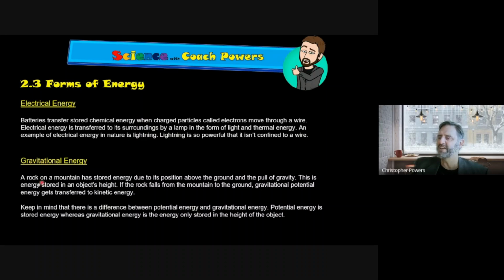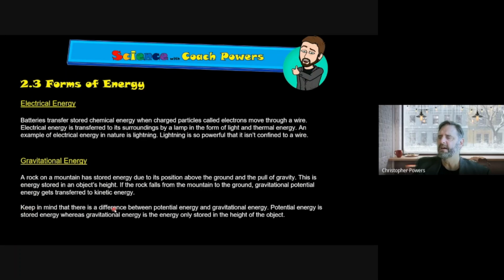Also, gravitational energy. Guess what? We're feeling energy all the time. A rock on a mountain has stored energy. We've seen this before. If it's high, it has higher potential energy and a potential to do more kinetic energy, or greater kinetic energy, sorry. The energy is stored in an object's height. If the rock falls from the mountain to the ground, gravitational potential energy gets transferred to kinetic energy.